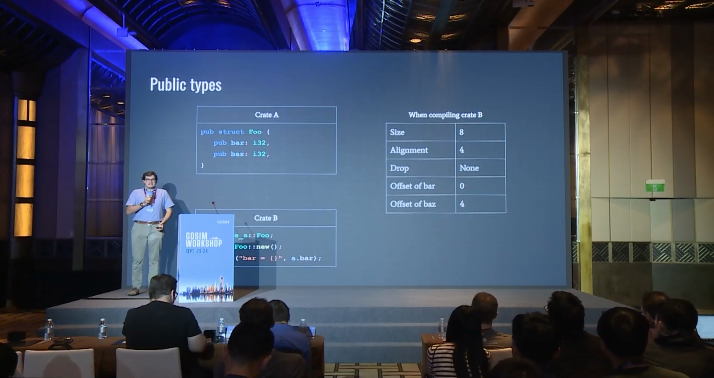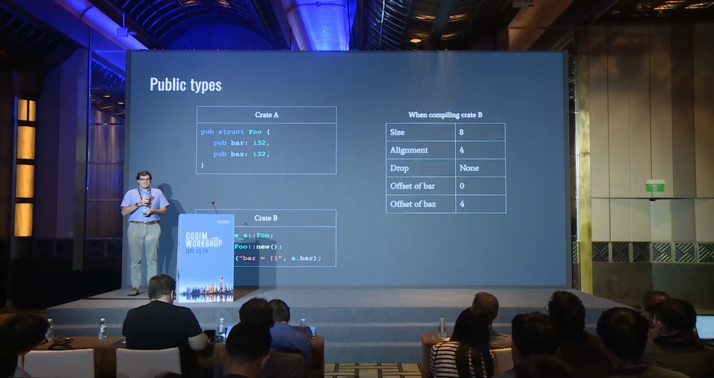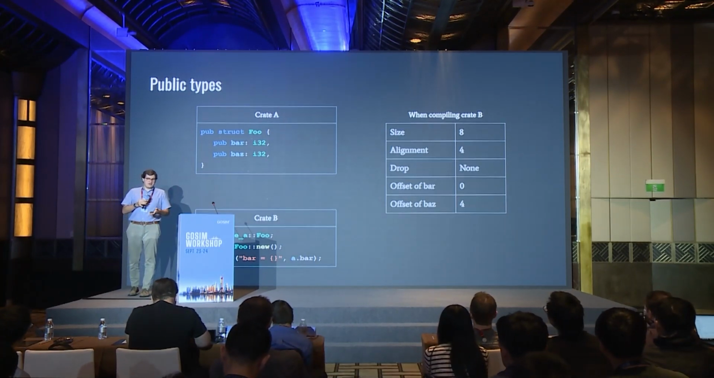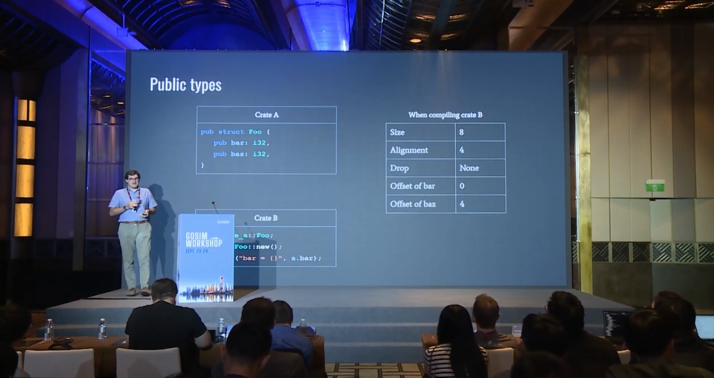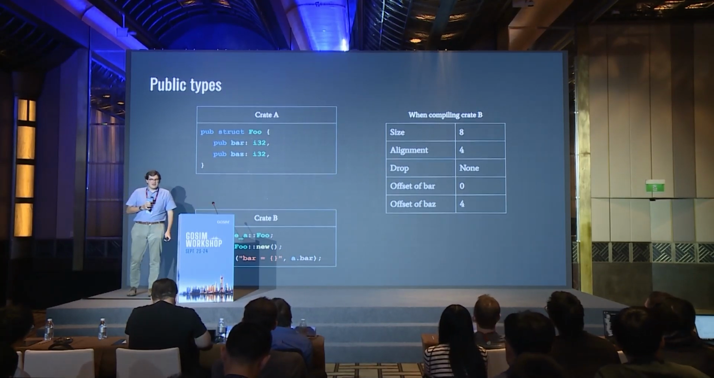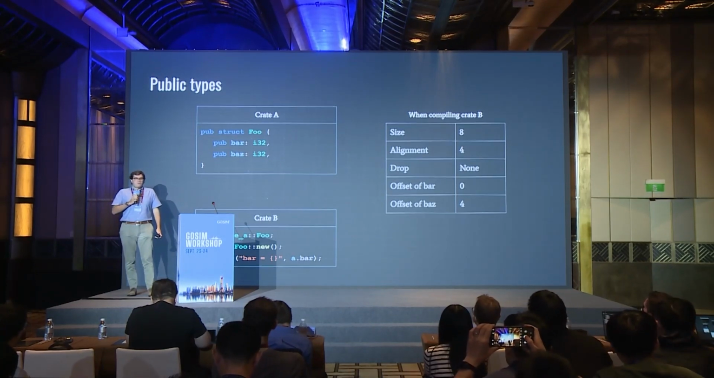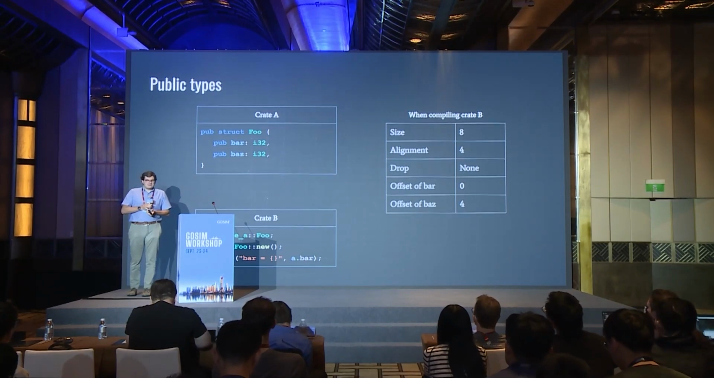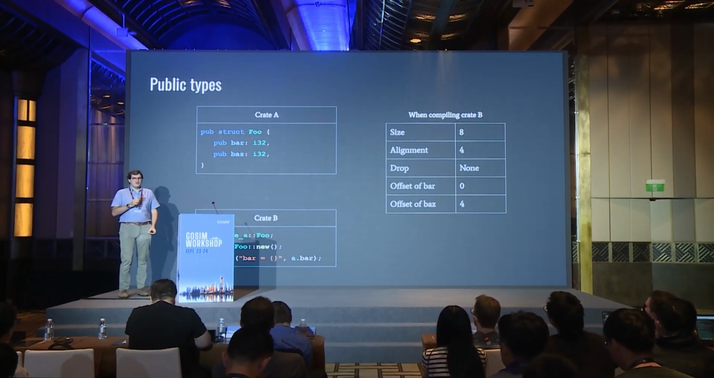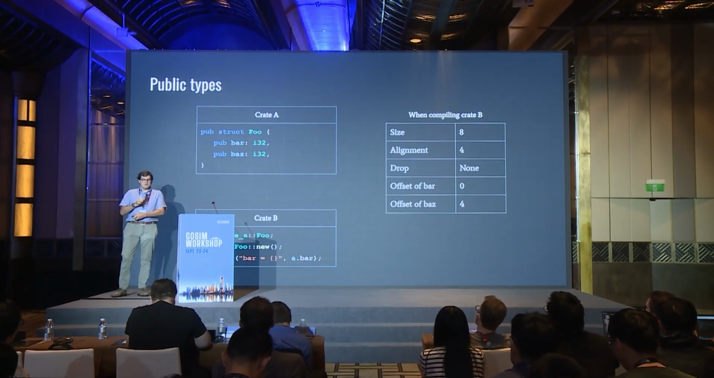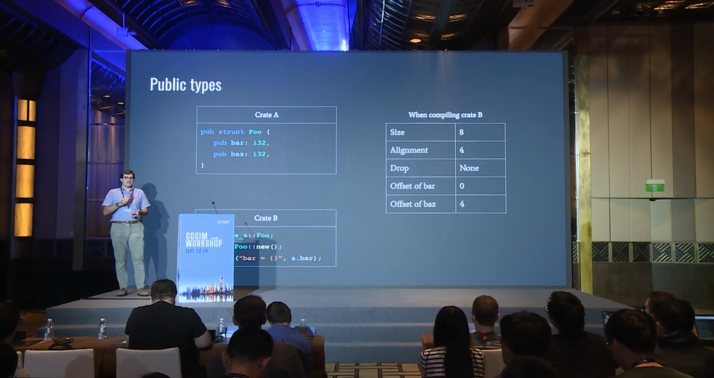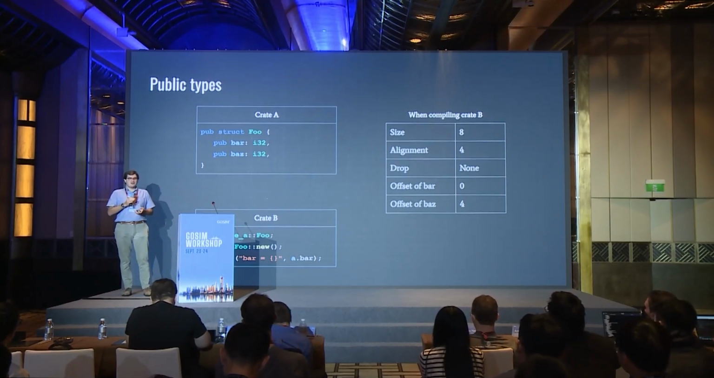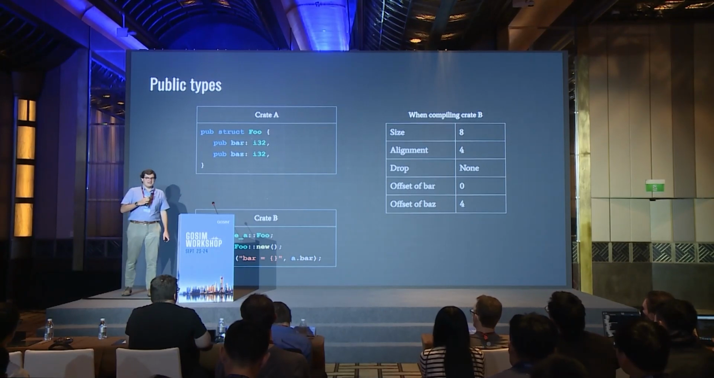What is the size of the struct? 8 bytes. What is the alignment? 4 bytes. Doesn't need a drop. The offsets of the two fields are at 0 bytes into the struct and 4 bytes into the struct. What possible change could crate A make here? Because all of the fields are public, no new fields can be added, no fields can be removed. You can't change the types of any of the fields. Really, what possible change could you make without breaking compatibility?